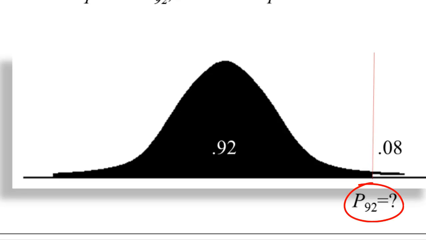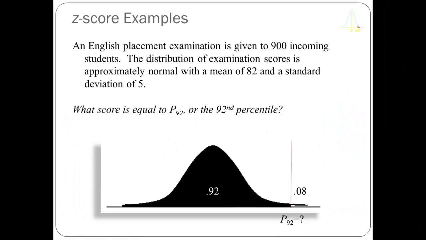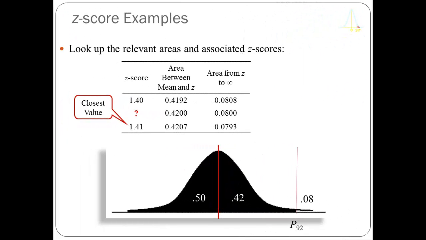Notice that I've put down there p sub 92 equals question mark. That's the problem. How do we figure out what the test score is equal to the 92nd percentile? So I'm going to use the z-table now a little bit differently. In this graphic you can see I've laid out all three regions of my normal distribution. There's 0.5 below the mean. There's 0.42 between the mean and the 92nd percentile, whatever that number is, and there's 0.08 above.